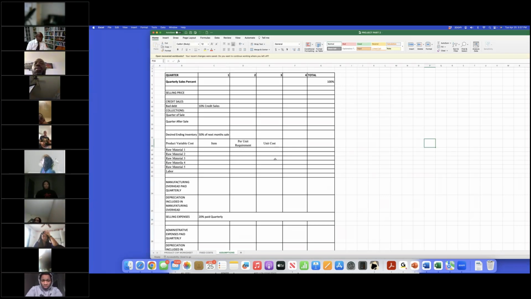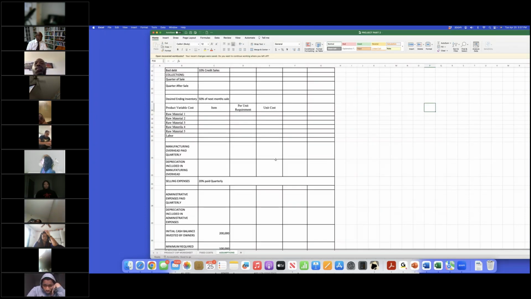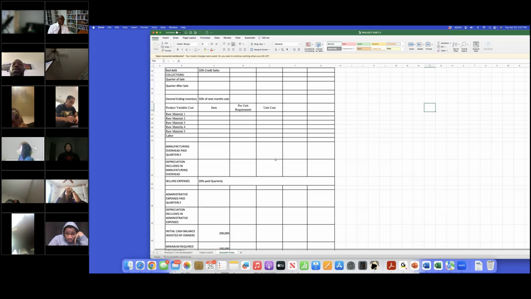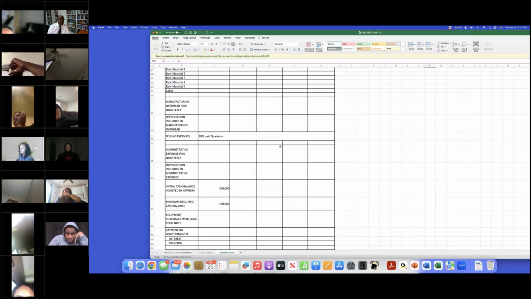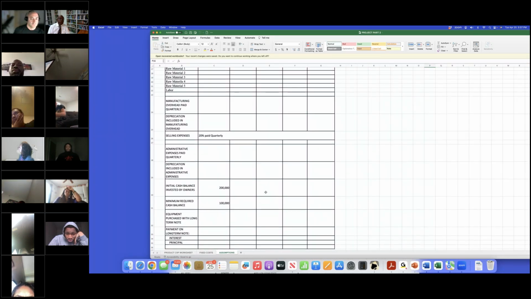So these are the assumptions that we've been working through. And so you're just putting these in. How much equipment you're going to buy, your interest and principal. So this is your project. You're putting this information in. Let's move next to the fixed costs.